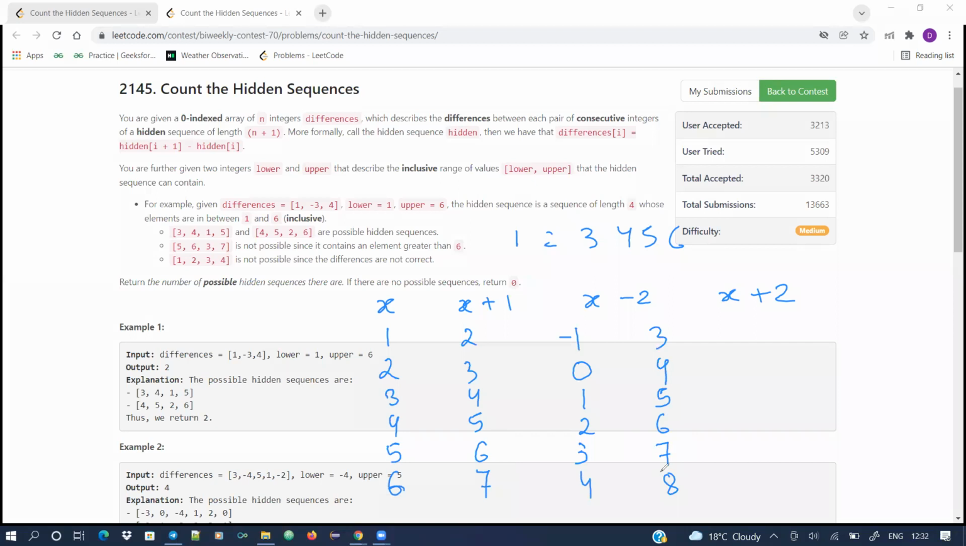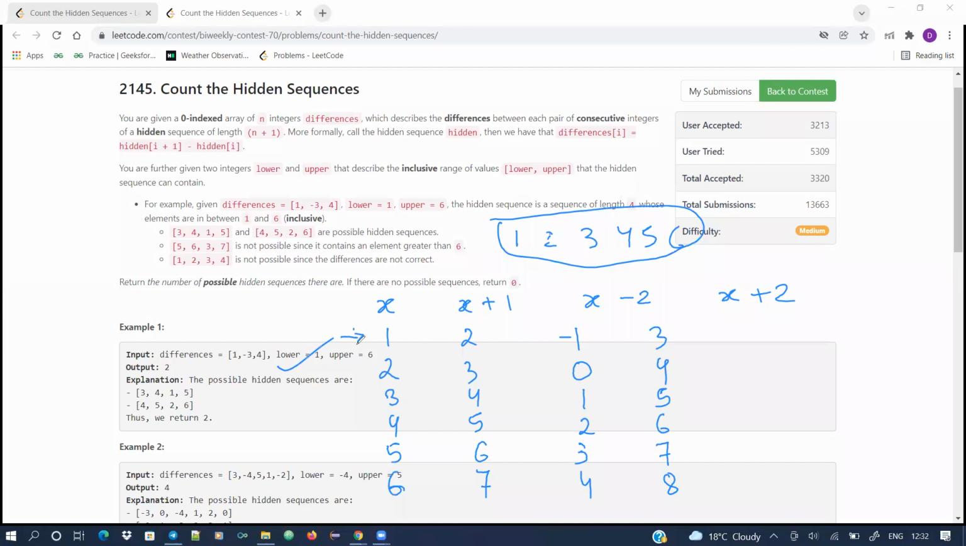Why have we taken 1 to 6 only? Because this is our range, 1 to 6. That is why we have taken the starting point from the range which is given to us in the question. Now let's see this sequence which we are getting at taking different starting points.